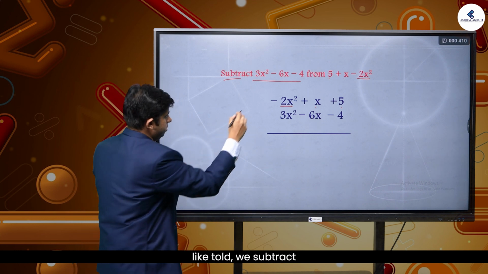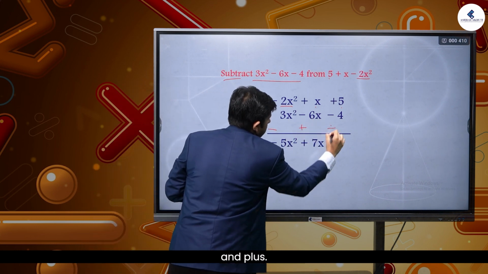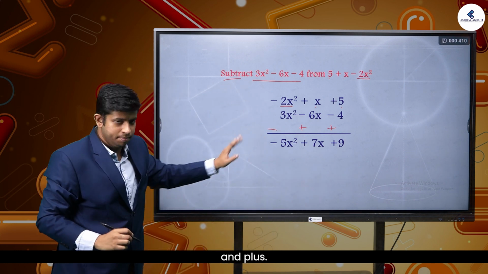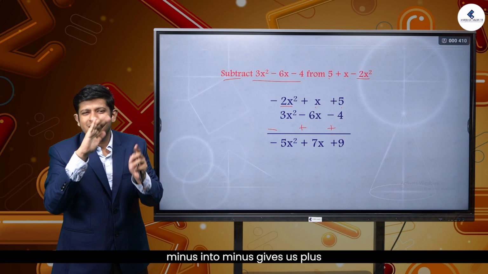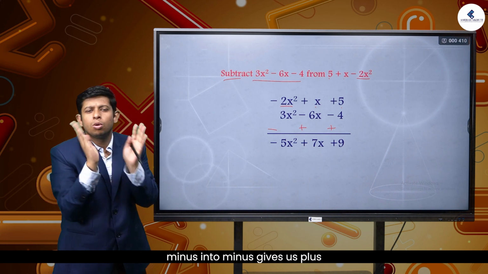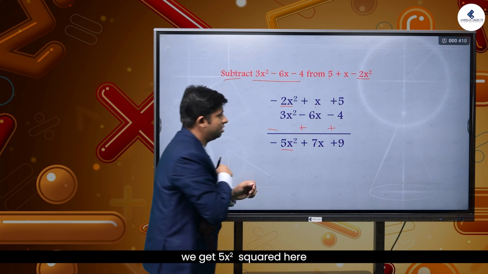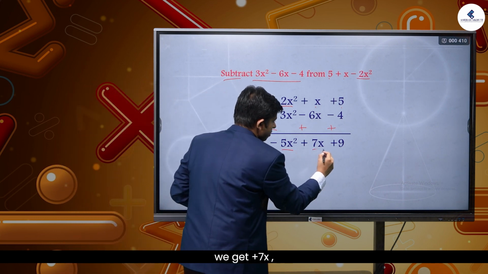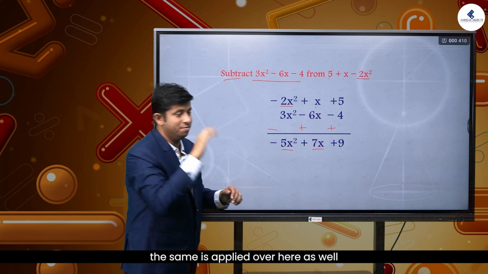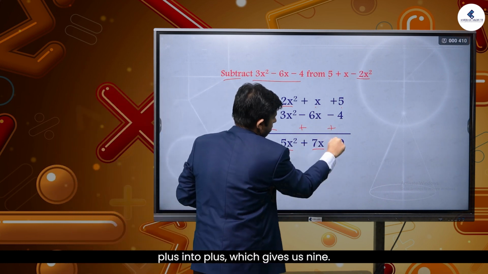Like told, we change the signs and add, so the signs become minus, plus and plus. So after subtracting, minus into minus gives us plus. We get minus 5x square. Here we multiply plus into plus. We get 7x. The same is applied over here as well. Plus into plus, which gives us 9.